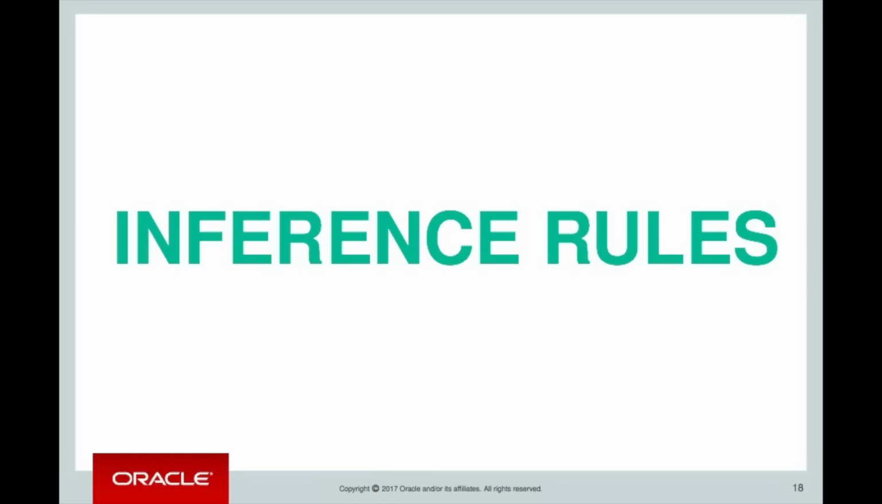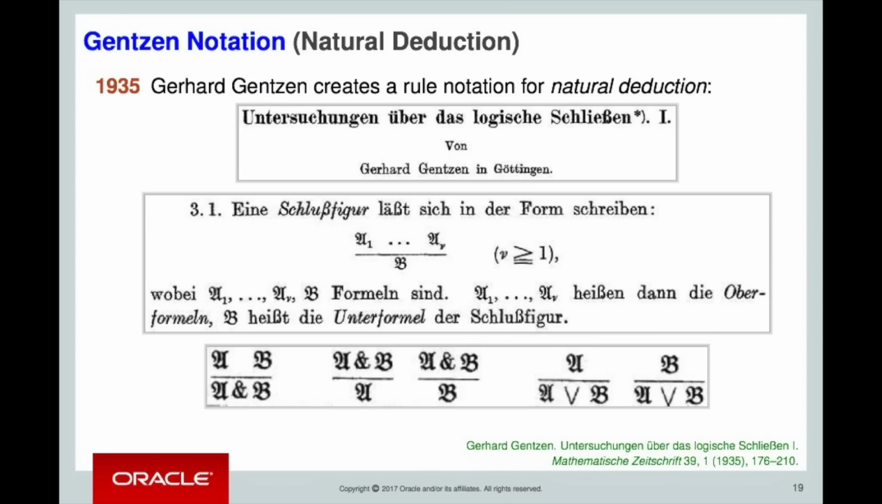So first, let's talk about inference rules. Okay, in 1935, Gerhard Gentzen published a paper on the subject of natural deduction, and he creates this rule notation where you write a bunch of premises above a line and then a conclusion below the line. And you can see that in the center of the middle box there. The top box is just the title of the paper. And then he uses this to develop his logic. And down at the bottom, you can see very familiar rules, although written in this German script.